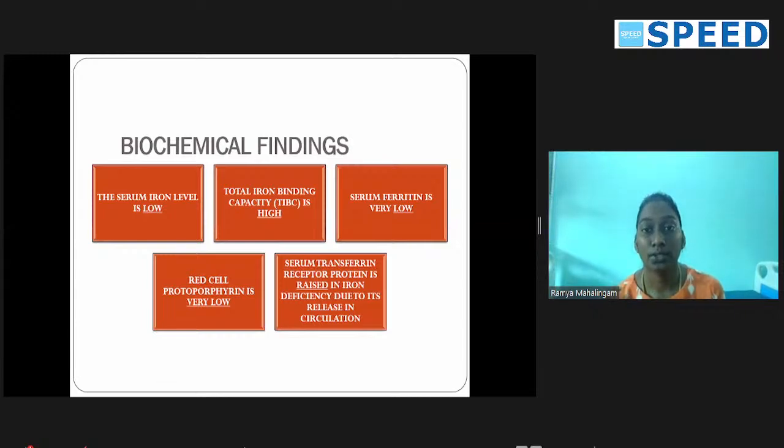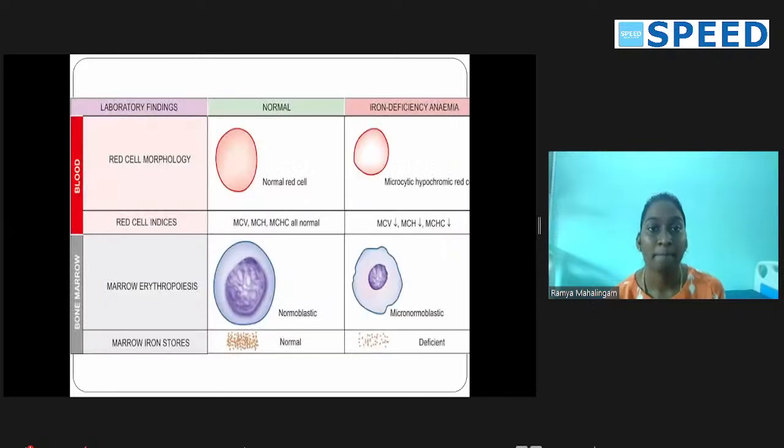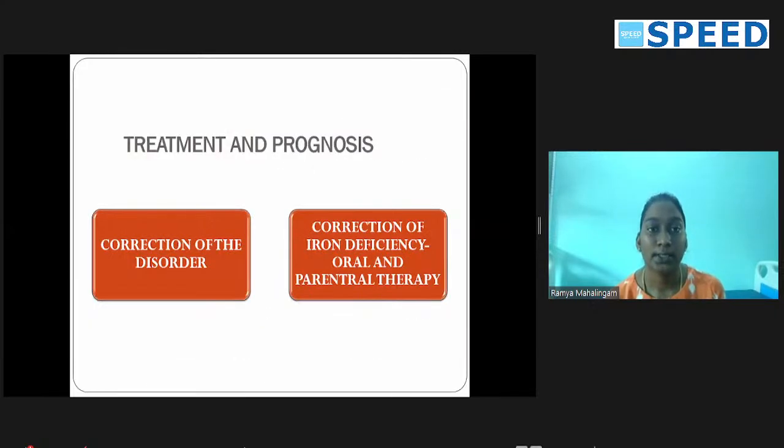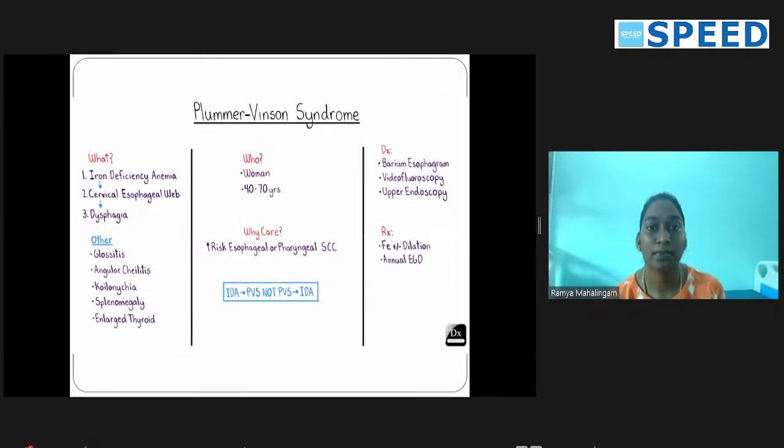Here the iron level is usually low, even the storage form of iron is also low. Okay. Then the difference between the cells, then treatment. So Plummer-Vinson syndrome is very important because it basically begins as an iron deficiency anemia, then it goes on to formation of esophageal web and the patient develops dysphagia.